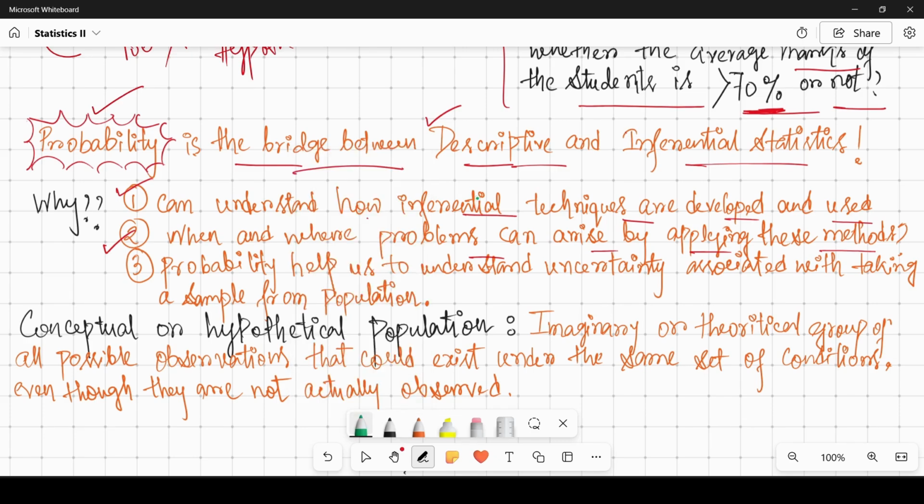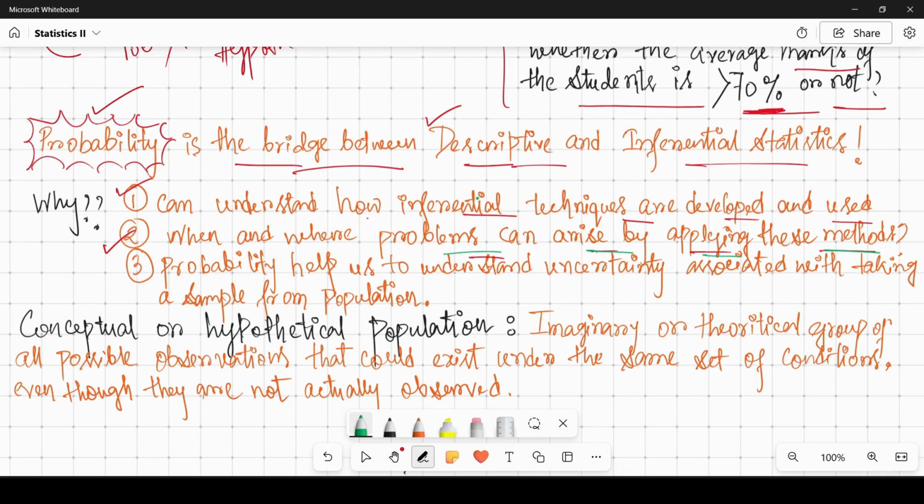It means that when we are having a problem and that problem must be solved, that is absolutely true, but what kind of techniques should be applied? Maybe you can see the first and second point is somewhat similar, but the second point is emphasizing more on the conceptualization of the problems, that is when and where problems can arise by applying these methods.